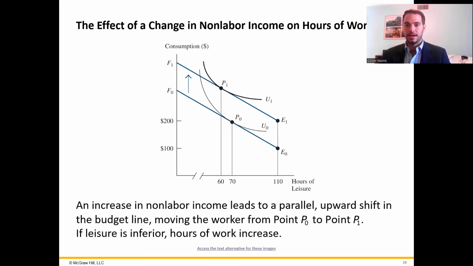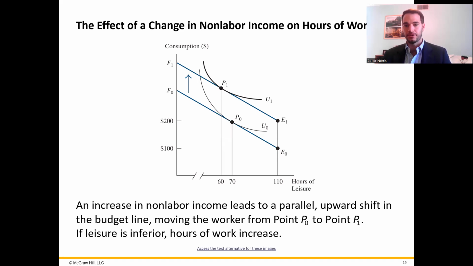So what happens when non-labor income increases for this person? Well, the budget line shifts upwards in the exact same way. It's the exact same change in the endowment or the non-labor income that we saw before. The only difference is how the utility or the indifference curves play out. So the new tangent point along this new budget line is going to be different. So this person's P1, their new best optimal decision between work and leisure, is going to be different.